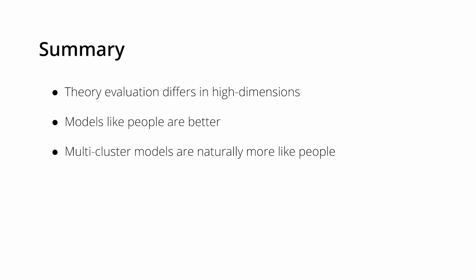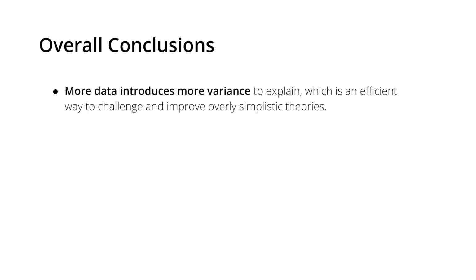So, in summary, we found here that theory evaluation can differ in high dimensions, and depending on the size of the dataset. In the case of natural visual categories, we found that models that behave more like people are objectively better in some ways, and that multi-cluster representations of categories seem to match people better than the more well-studied theories would suggest. So to wrap up, let's step back and draw some overall conclusions that you can think about in relation to your own research. First, scaling datasets provides more variance to explain, which simple theories won't be able to capture, and thus provides us with targets to refine our theories.